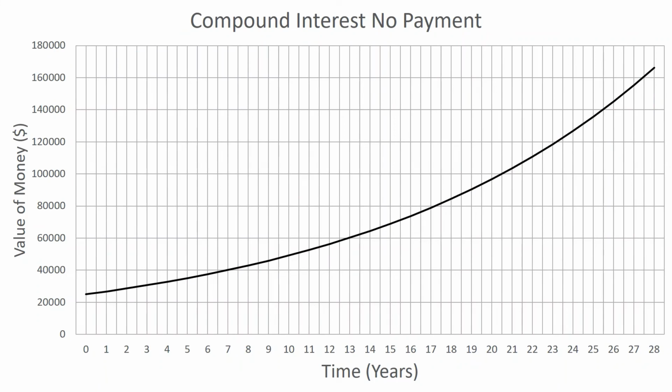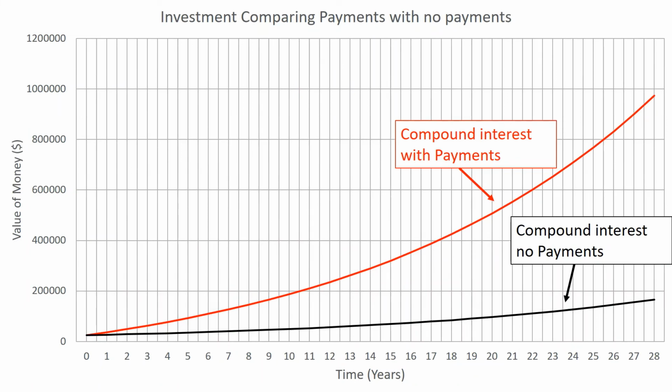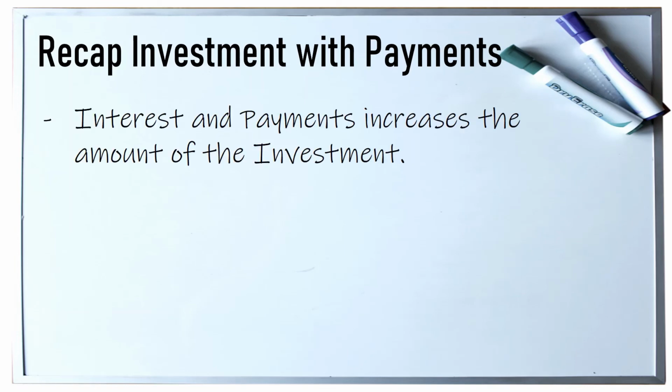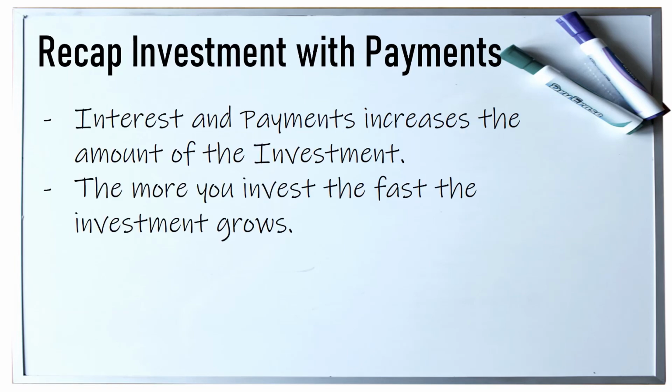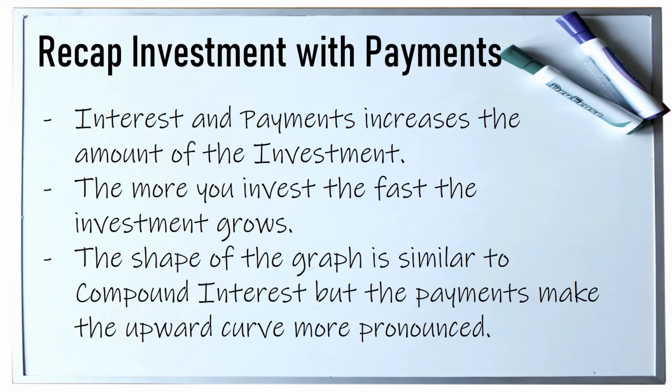Here is a compound interest graph using the same information as our previous example, however there are no payments, and it looks like a similar curve, but this is a bit deceptive. The reason why the two graphs looked the same was because they had different scaling on the y-axis. But when they're on the same axis, you can see that the compound interest with payments has a much steeper curve. Let's recap. Interest and payments increase the amount of investment. The more you invest, the faster the investment grows. The shape of the graph is similar to compound interest, but payments make the upward curve more pronounced.